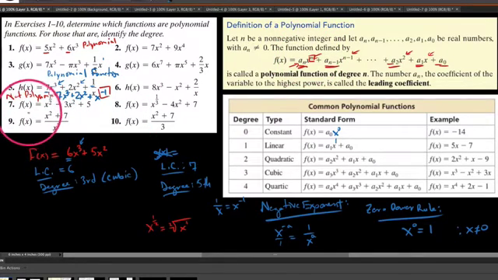So this is not a polynomial function, and the reason why it's not a polynomial function is because we have a non-whole number exponent. So be looking out for those things, and also identifying polynomials, writing them in standard form, and being able to identify the leading coefficient and degree.